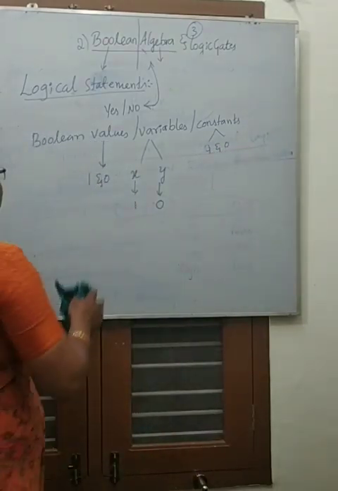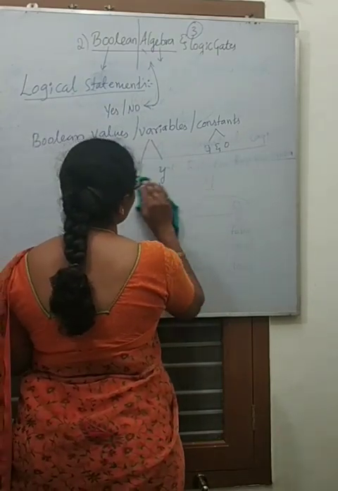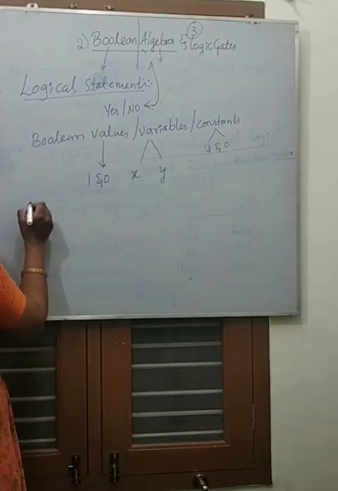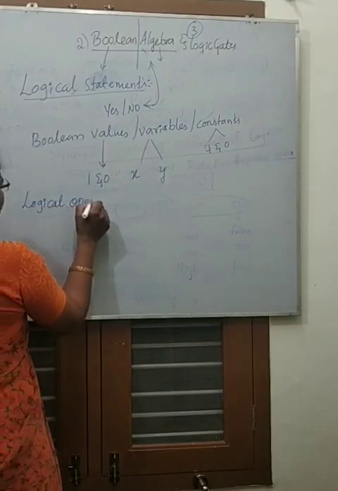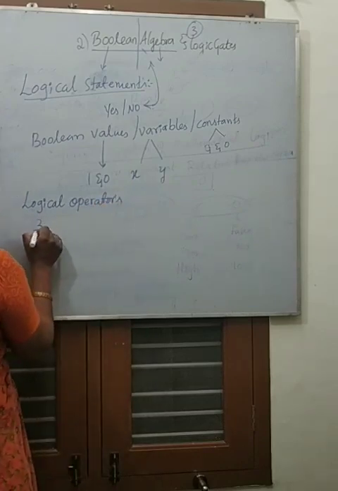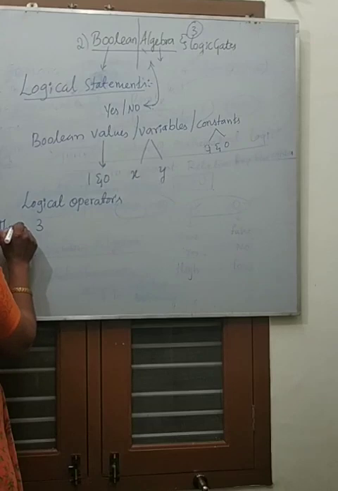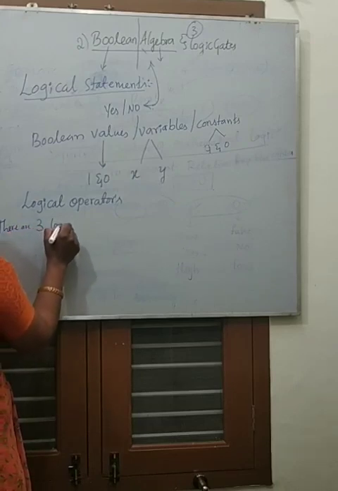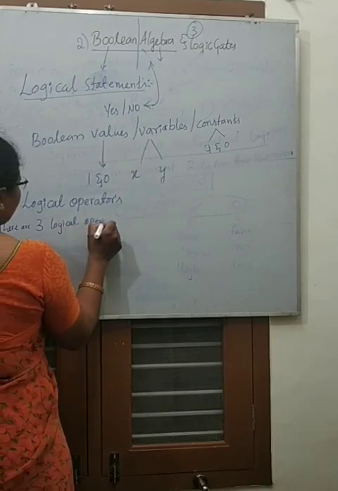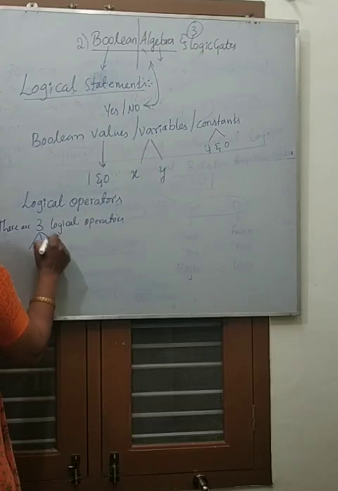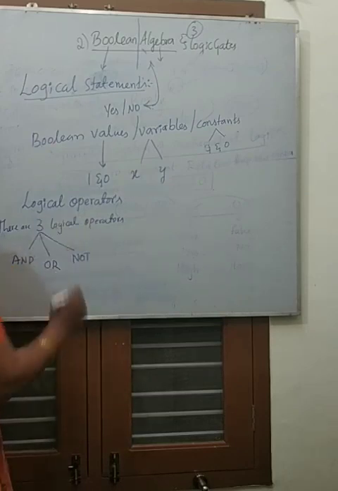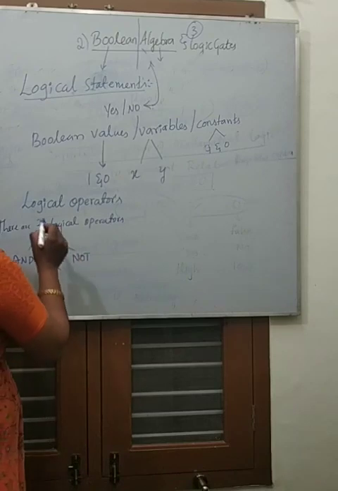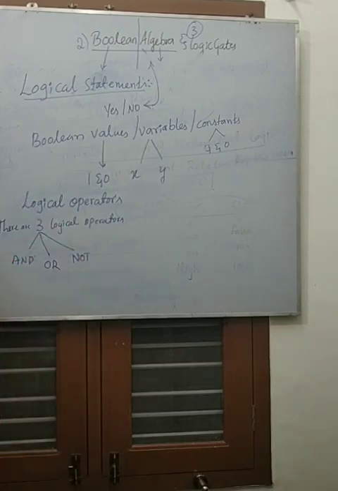Then what are the operations it is possible to perform in Boolean algebra? That is logical operators. There are three logical operators: and, or, not. The logical operators are used to evaluate the logical statement.